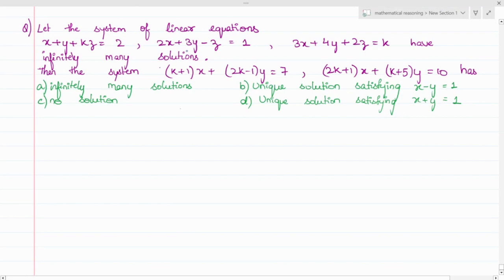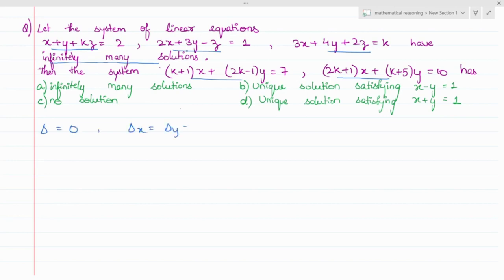The next question is, the system of linear equations given to you, these three, and it is told that this system of equations has infinitely many solutions. Then there is another system of equations which consists of these two equations, and we need to see which option satisfies this statement. So first, it's given infinitely many solutions. What is the condition for infinite solutions? Delta should be equal to 0 and delta x, delta y, delta z are also equal to 0.